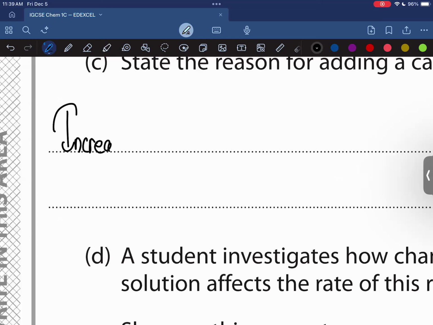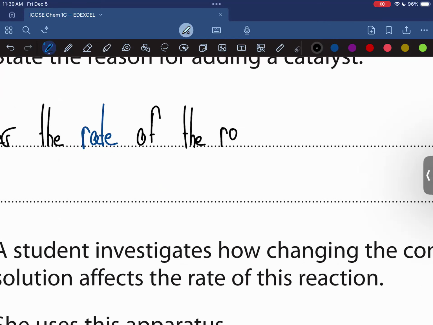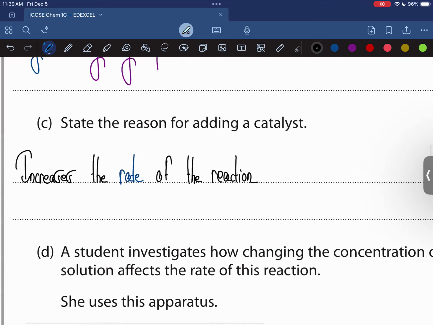The catalyst increases the rate of the reaction. Catalyst basically increases the rate of the reaction.